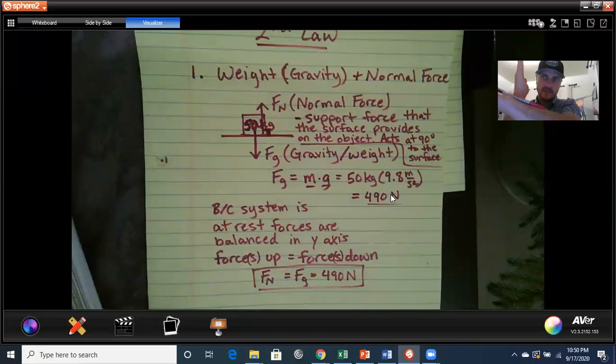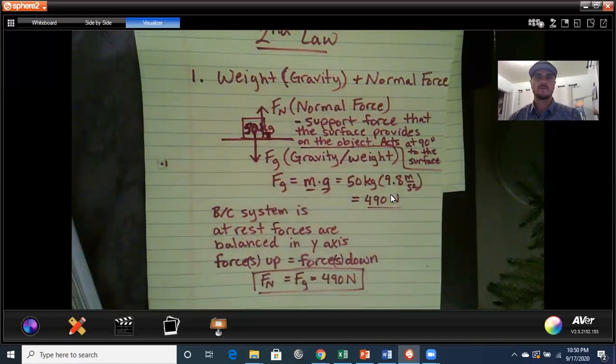The normal force is not acting like this, it's acting like this. Because isn't that 90 degrees to the surface, right? So that's what normal force is all about. It's the surface pushing back on whatever is pushing on it.